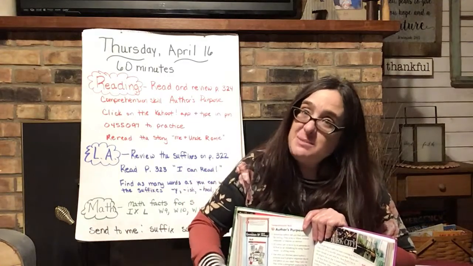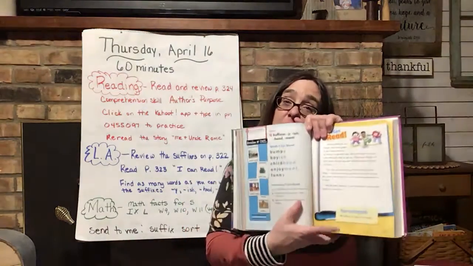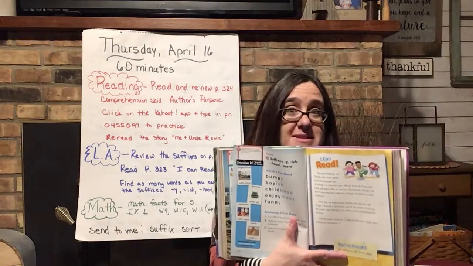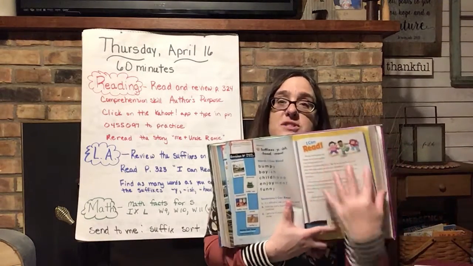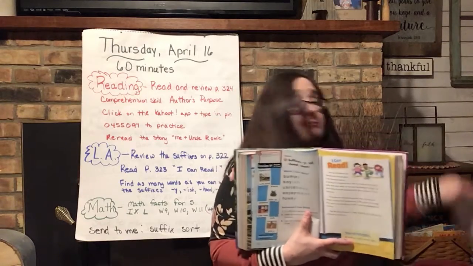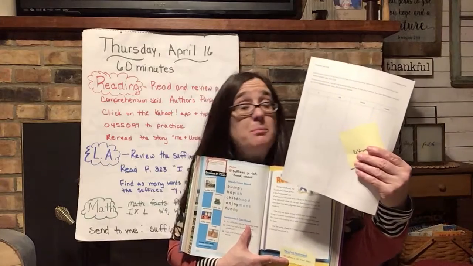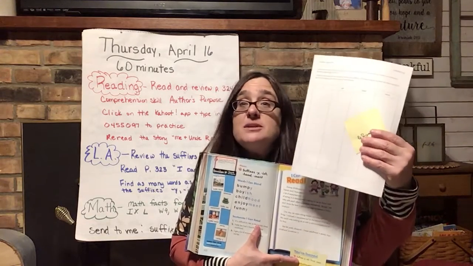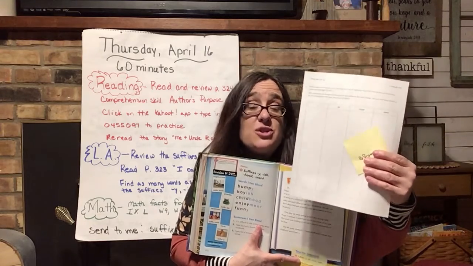So practice our author's purpose comprehension skill with a Kahoot, and then reread the story. Then, easy peasy, our grammar, word work, language arts. This skill is so easy today. We're just practicing finding those words with those suffixes and sorting them. I can send this paper, but you don't have to use it. You can type it in your notes app, you can do it on a whiteboard, you can do it on your own paper.